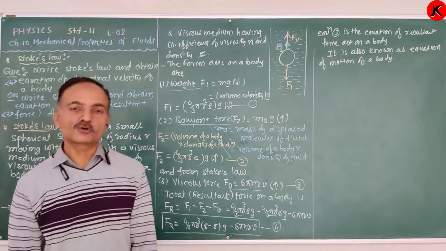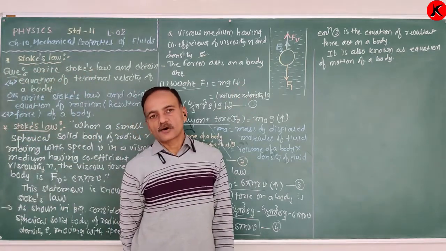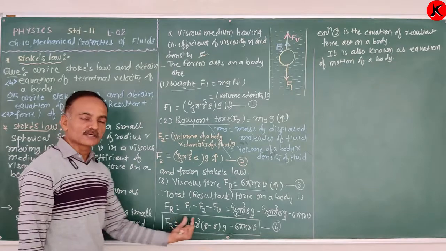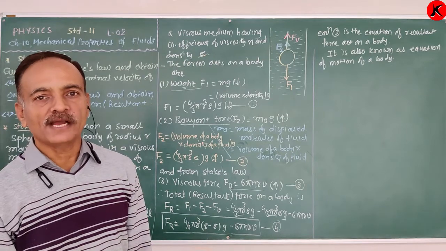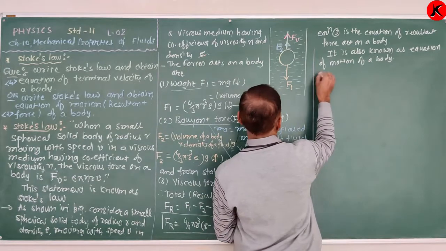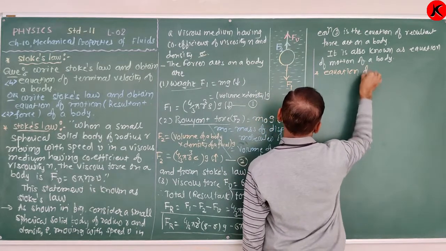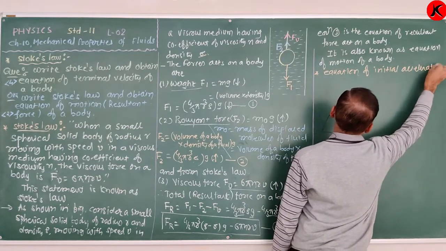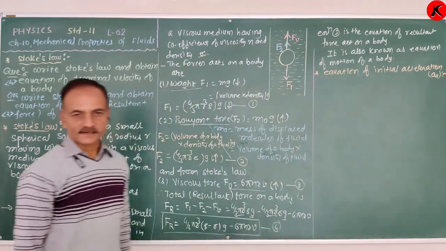Now the second question for 2 marks is: obtain the equation of initial acceleration. So the question is that the resultant force acts on a body moving in a viscous medium, and obtain the equation of its initial acceleration. Initial acceleration is our a0. So how do we obtain it?